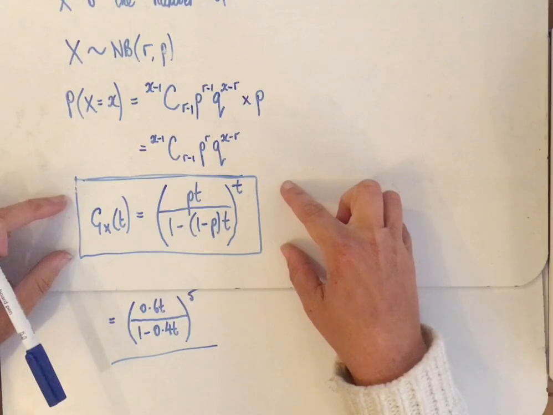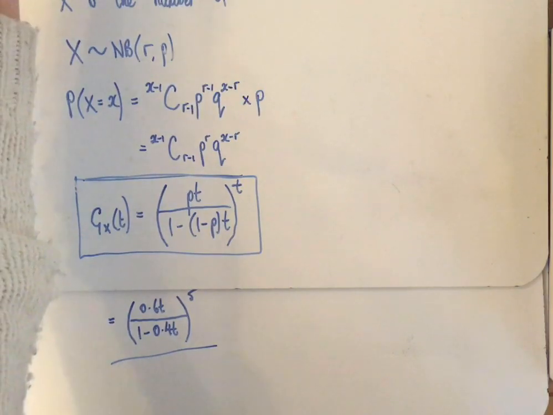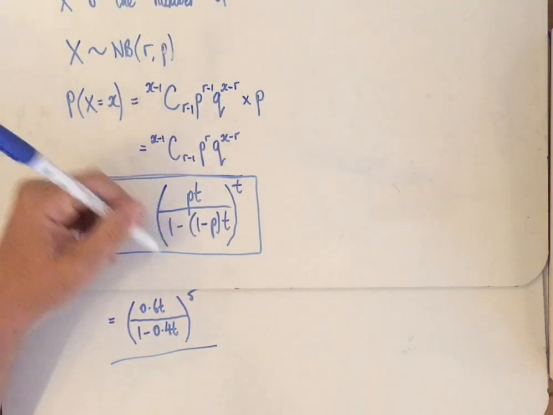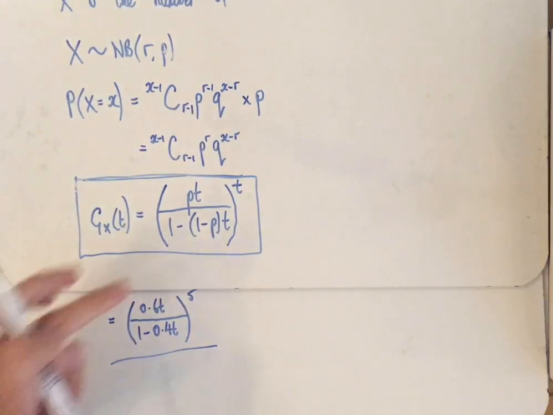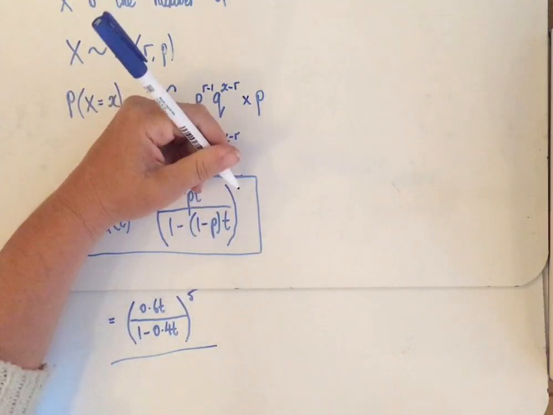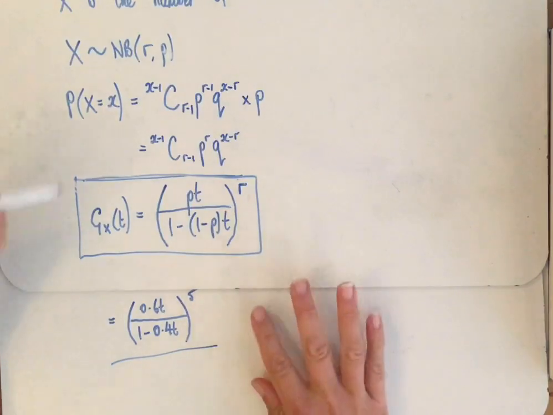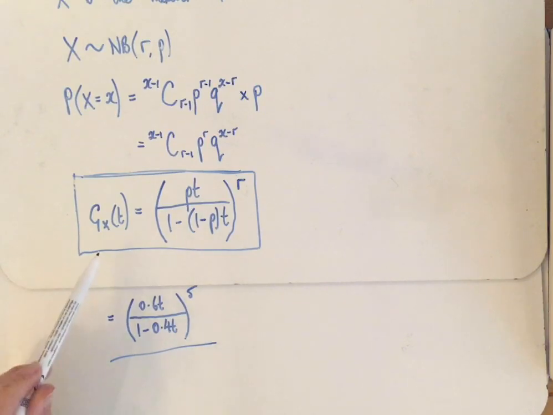binomial distribution. Oh, I'm on the wrong page in my notes. Okay, so without the power, so when you get pt over 1 minus qt, that's your geometric distribution. And when you raise this to the power of r, then you're in the negative binomial distribution. Sorry about the end of that, I hope that's okay. So without the power, it's geometric, and if you raise this to the power r, that gives you the probability generating function for the negative binomial distribution.